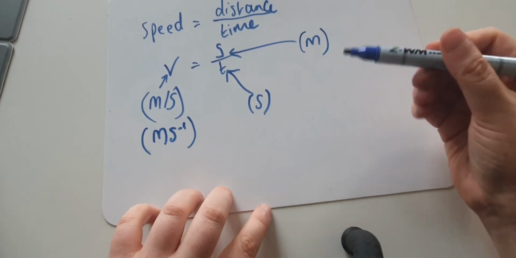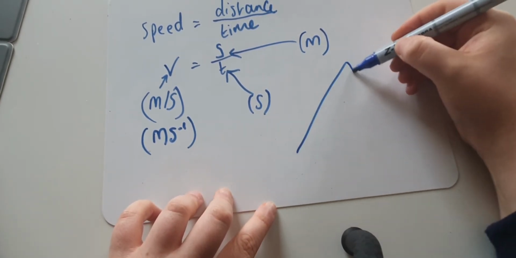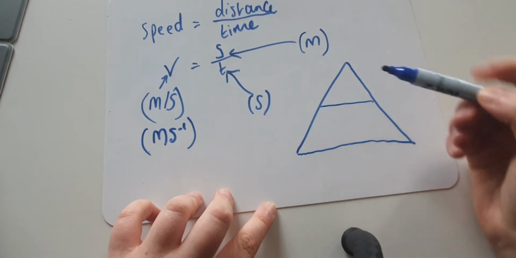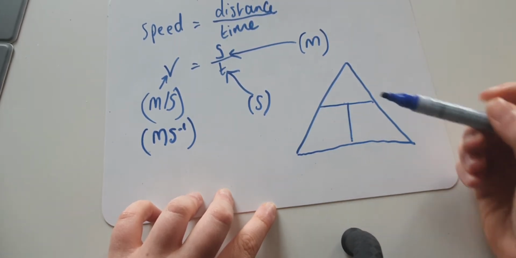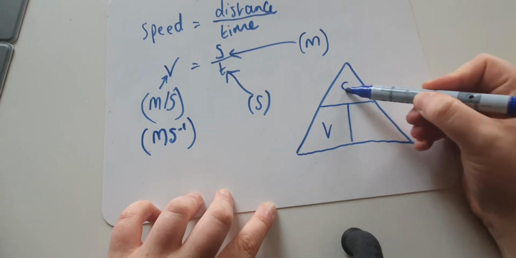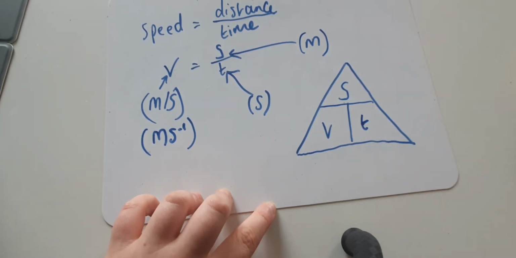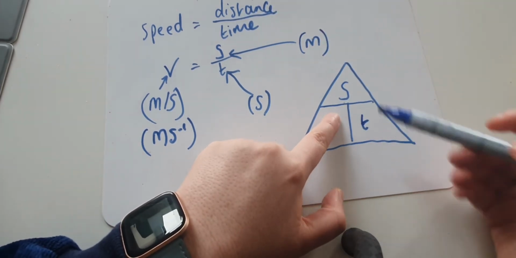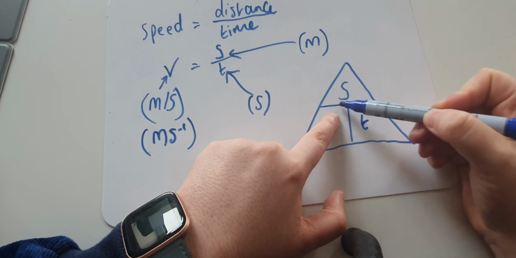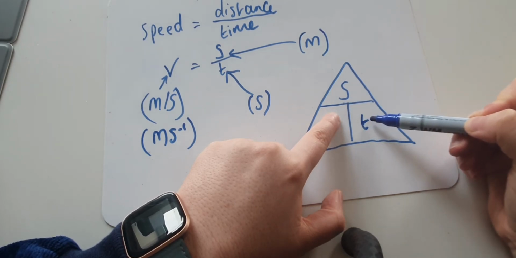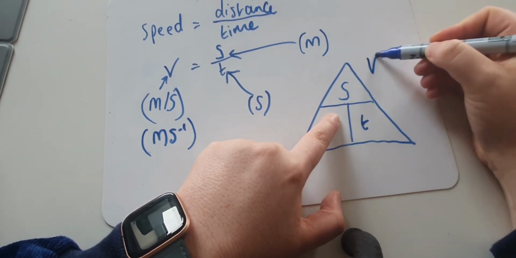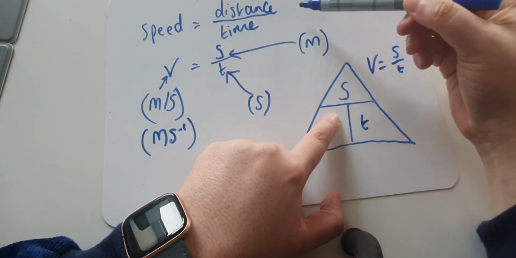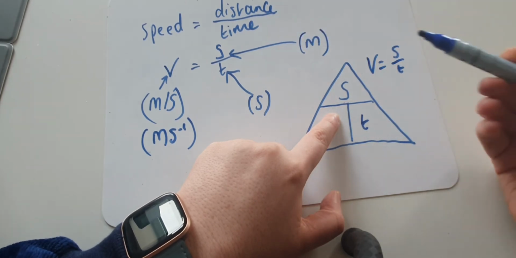For those of you that like to use the triangle to help you rearrange, because you may not be that confident with algebra, this is your triangle. So cover up the V, that leaves me with displacement divided by time. Okay, so V equals S over T, which is what we were talking about.